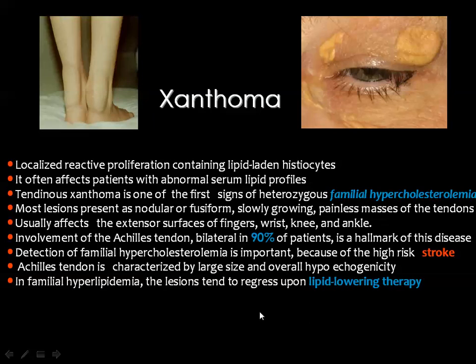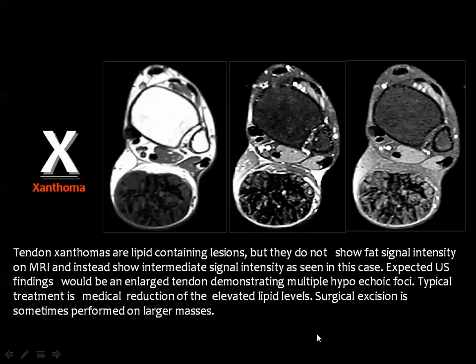The Achilles tendon will be markedly enlarged with a hypoechogenic picture on ultrasound, and because of these lipids mixed with the tendon fibers, you get a big mass of predominantly low signal in all pulse sequences, as I will show to you. Then if you control the hyperlipidemia in the blood, the literature says that there may be regression of the disease.